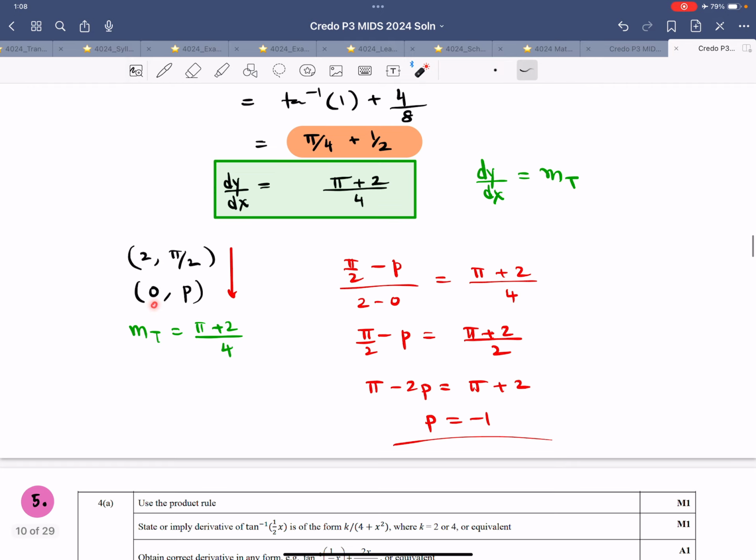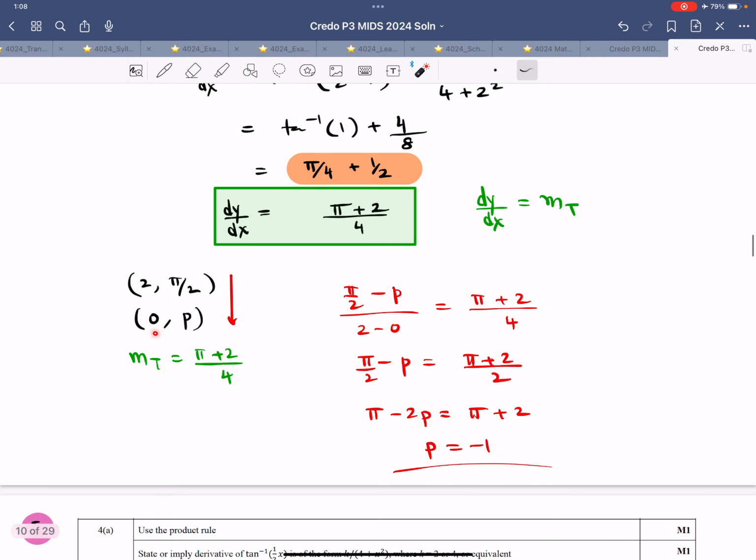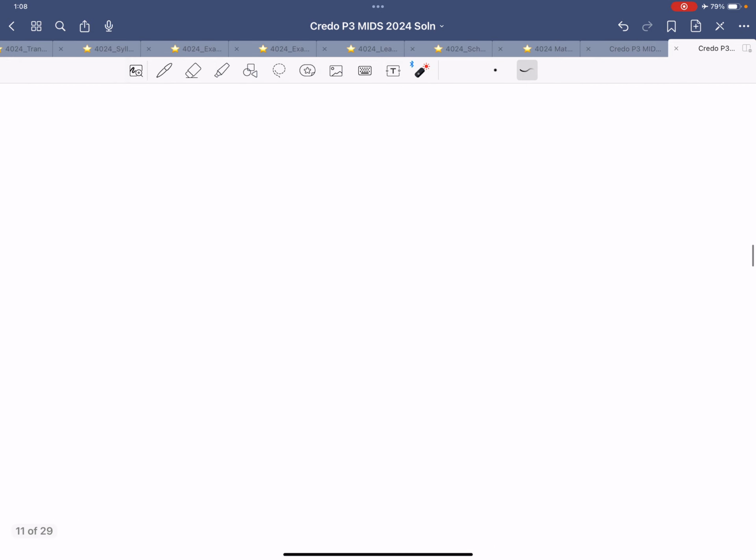The tangent is meeting the y-axis. Does it say y? Yes, y-axis. So when x is 0, that's the y coordinate. The gradient between these 2 points is the same, simple. And then you get this exact answer.